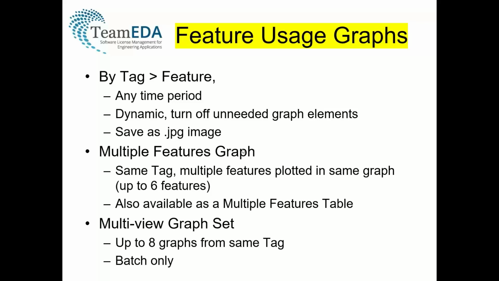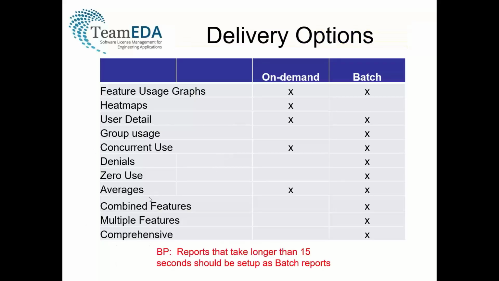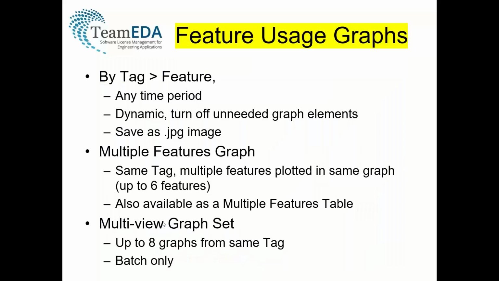There's also the multiple features graph, which is basically the same tag, same ported host. You can select up to 6 features at that tag and have that plotted together in the same graph. That's called the multiple feature report, and that's the one right here that we were talking about. And then lastly, in 9.3, you can have multi-view graph sets. So these are sets of graphs, up to 8 graphs for a given tag. That's available only as a batch report.